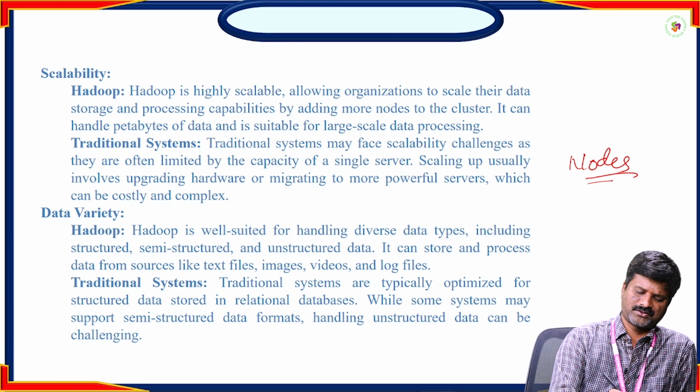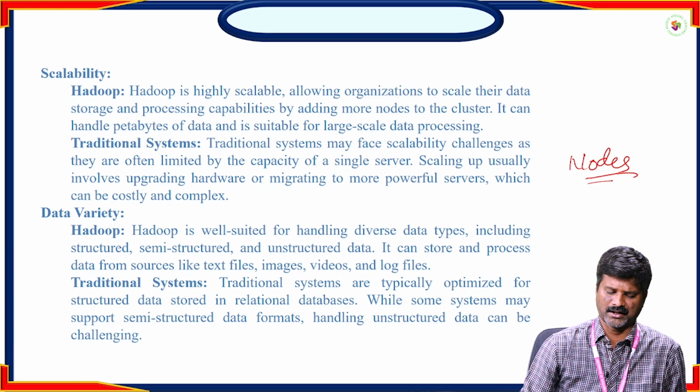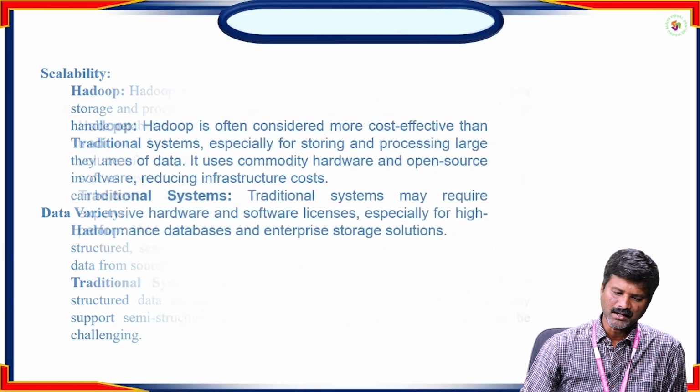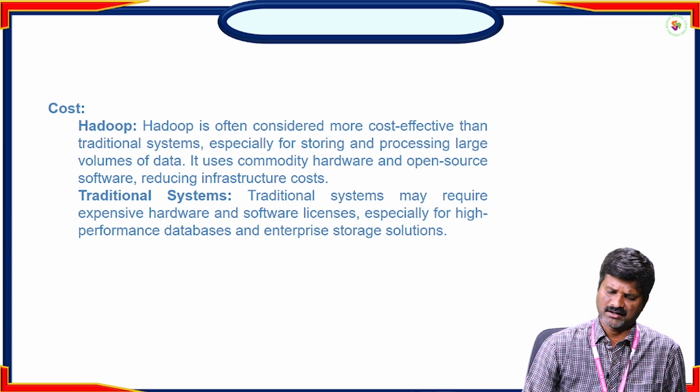And the next one is data variety. Hadoop can process different types of data, whereas in the traditional system approach you can process structured data only. That is the major difference in data variety. And cost wise, when you are processing large volumes of data, Hadoop is cost effective compared to your traditional systems. Why?